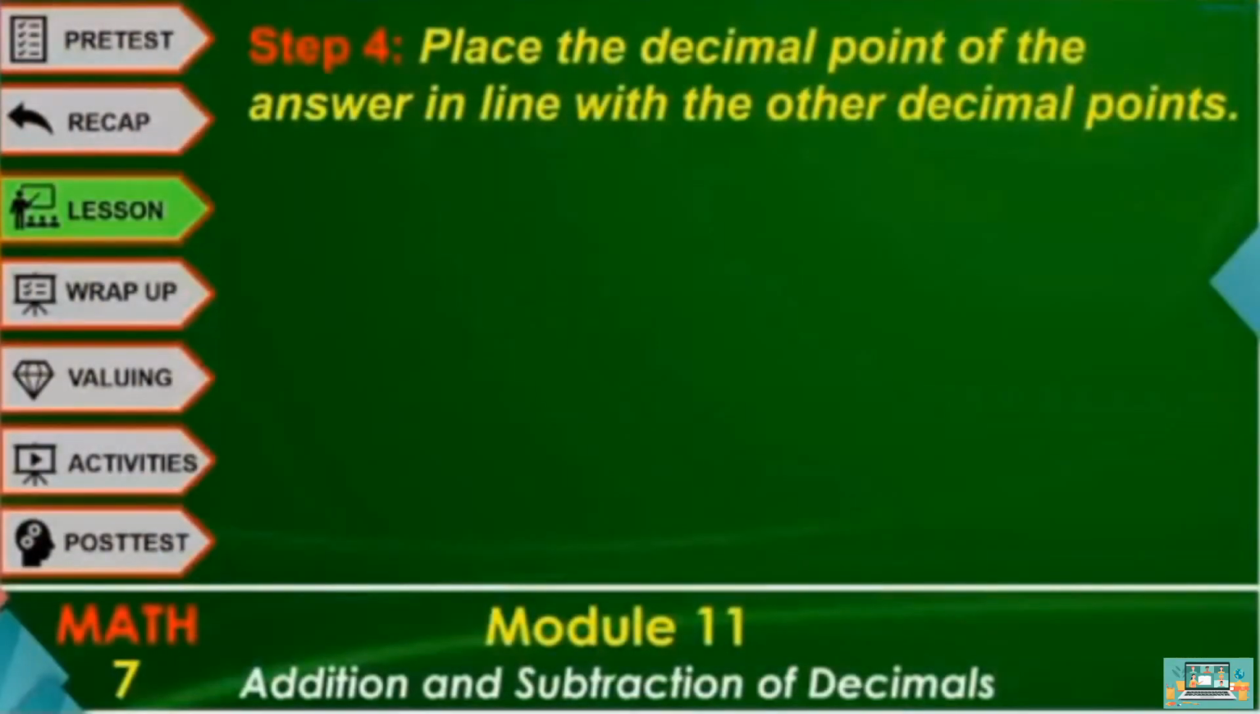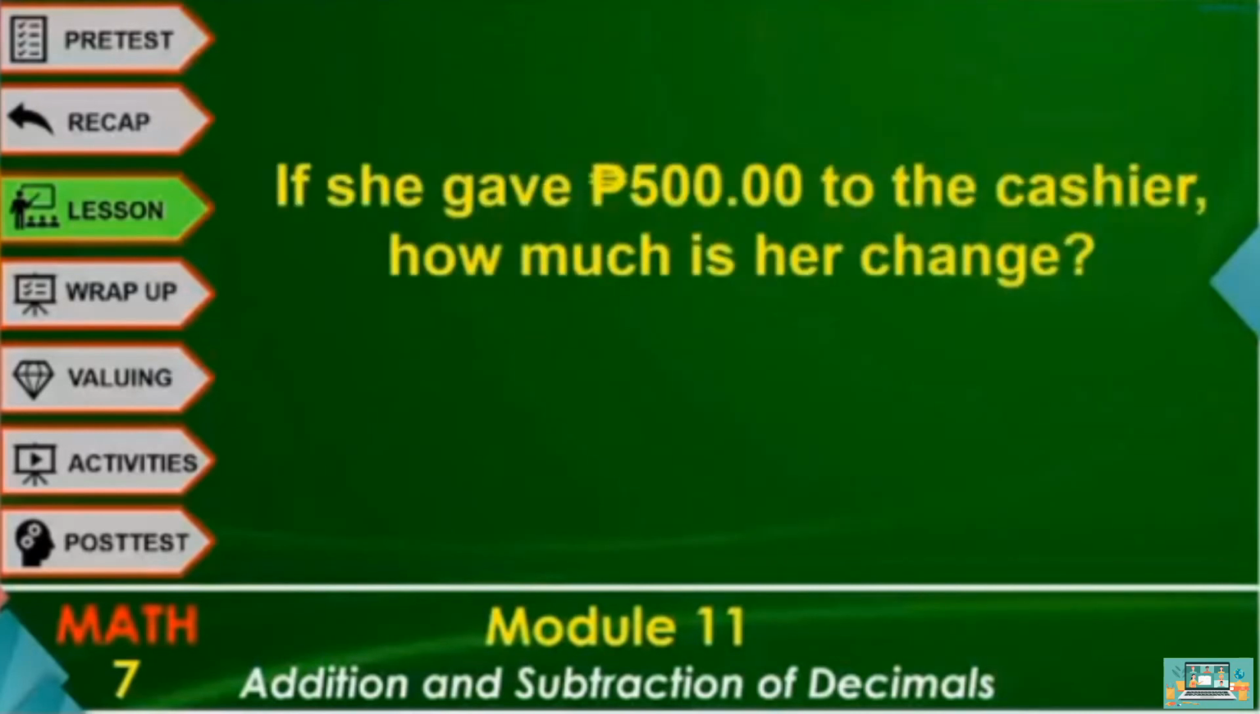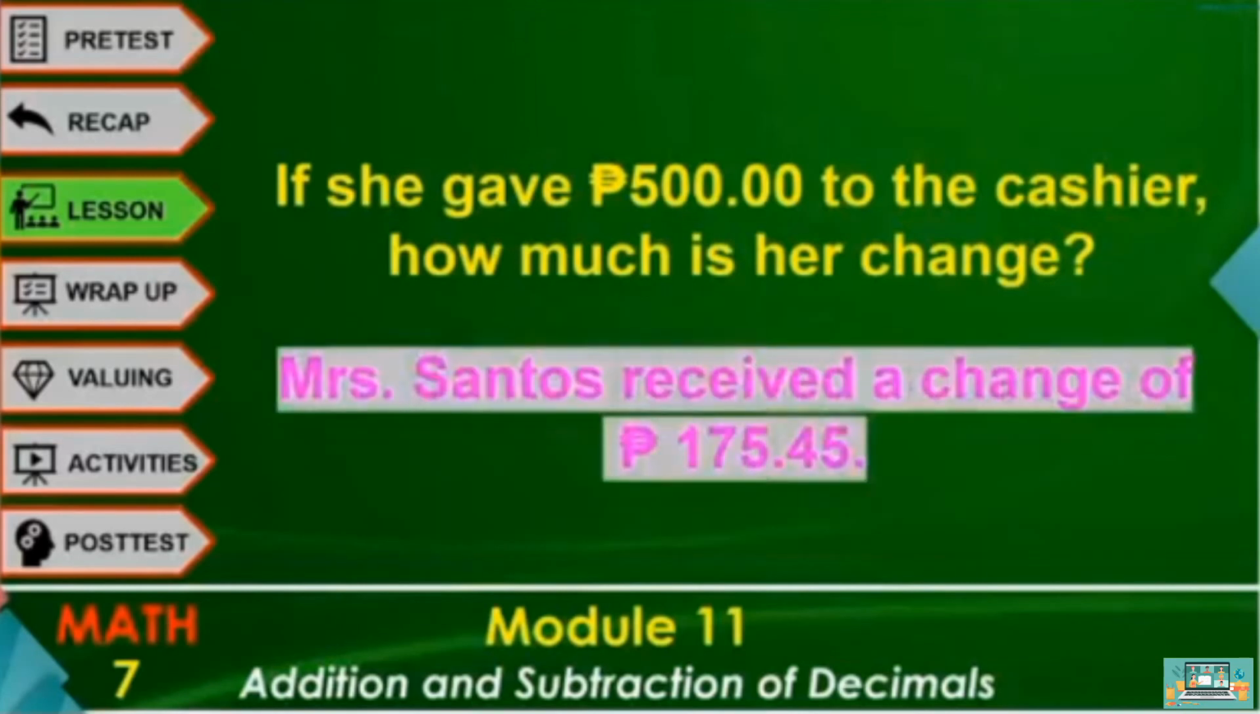Place the decimal point of the answer in line with the other decimal points. So we place the decimal point. If she gave 500 pesos to the cashier, how much is her change? Mrs. Santos received the change of 175 pesos and 45 centavos.